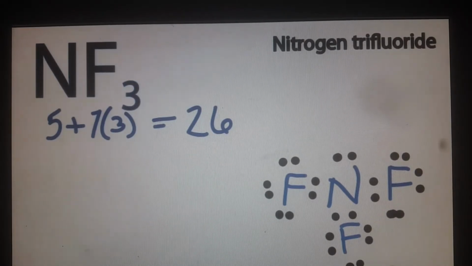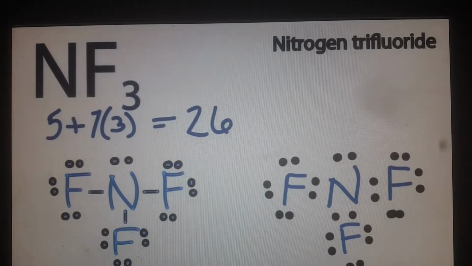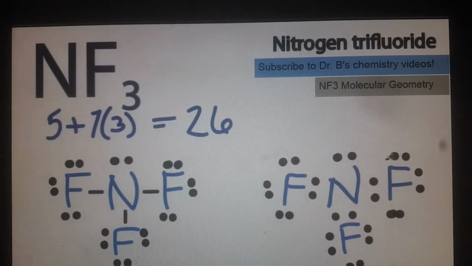And we could also draw it as a structural formula. And that would look like this right here. That is the Lewis structure for NF3.